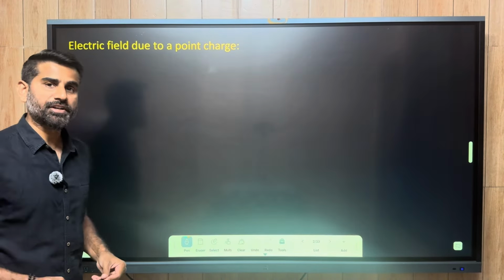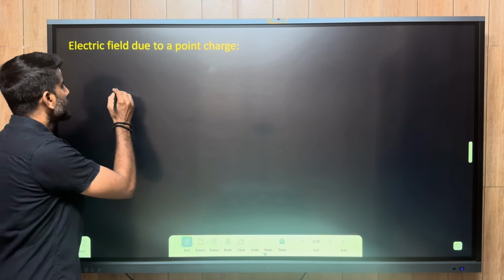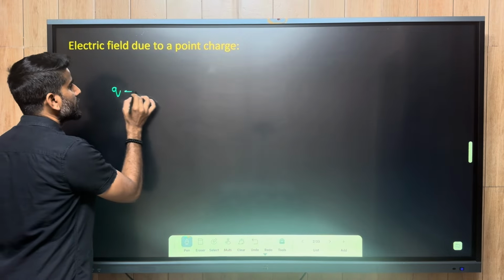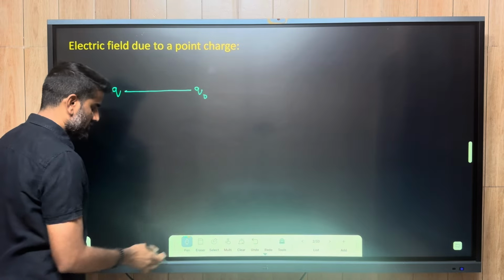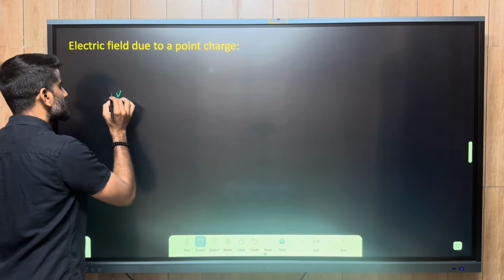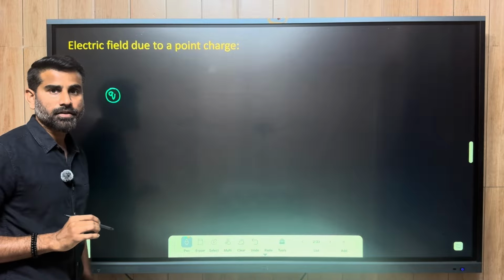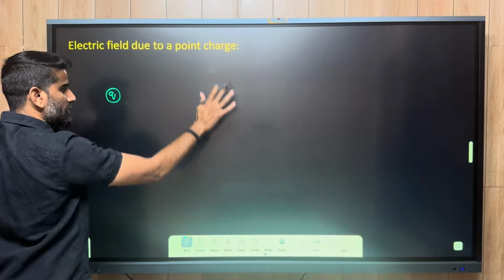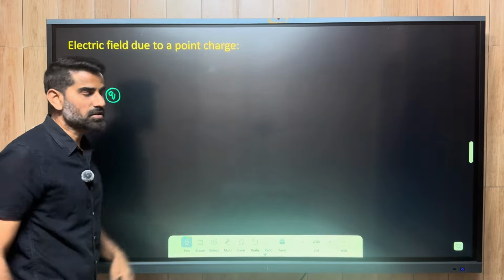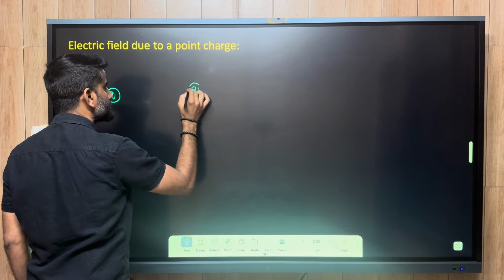Electric field due to a point charge. Let's say I've taken a charge Q. Now this charge is creating a field around itself. Now I've taken another charge, Q naught, and I put it right here.